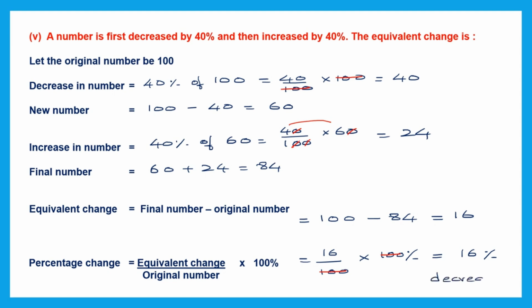So from 100, it has now come to 84, and the decrease is 16 and the decrease percent is 16%. And that is option C. So you have to check this. Option C is our final answer here.